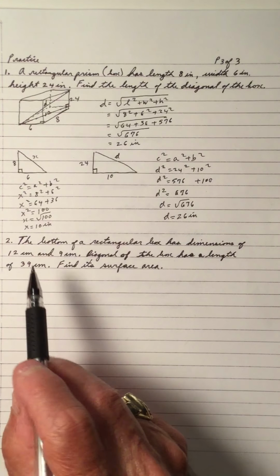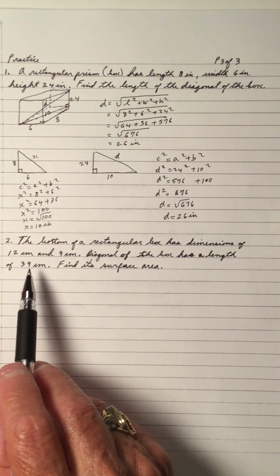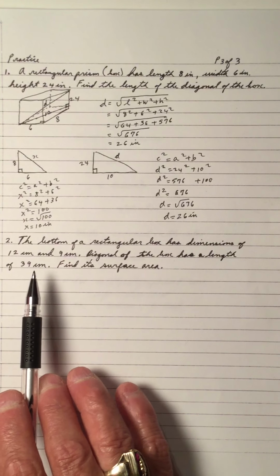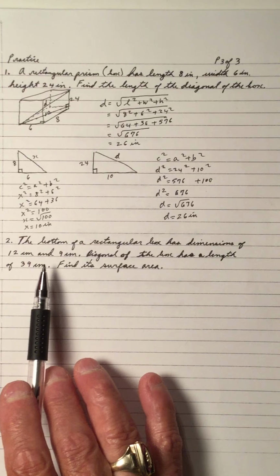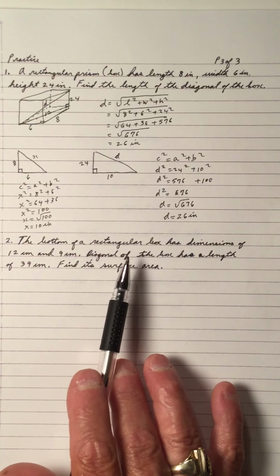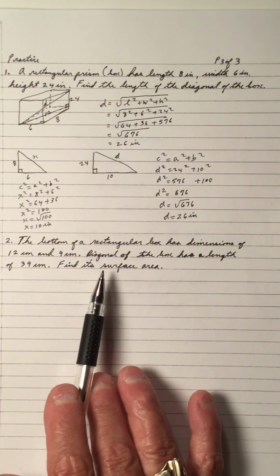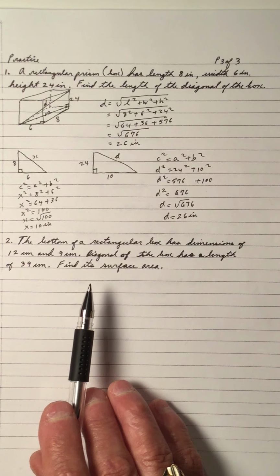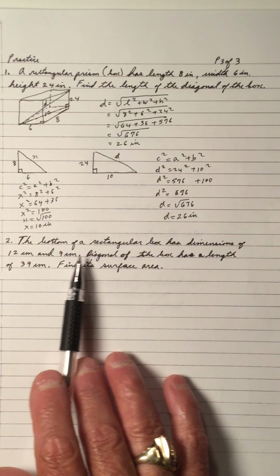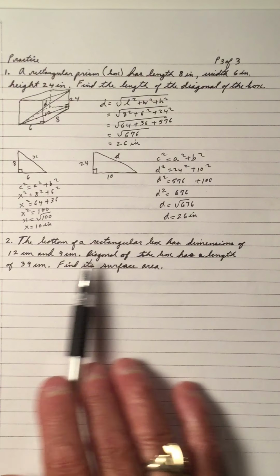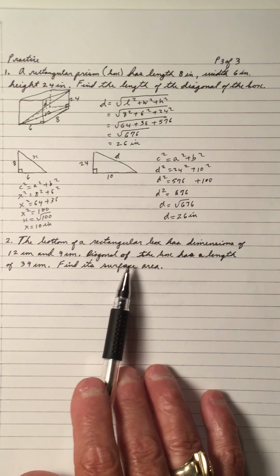Now we have another one. Pause the video. You can see the problem. Pause the video, write the problem down, and work it out, and then play it back to see if you got it right. It says the bottom of a rectangular box has dimensions of 12 and 9. The diagonal of the box has a length of 39. Find its surface area.